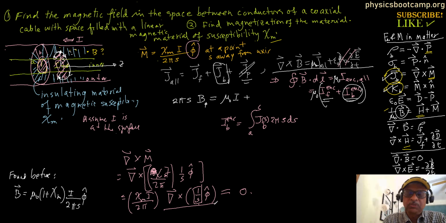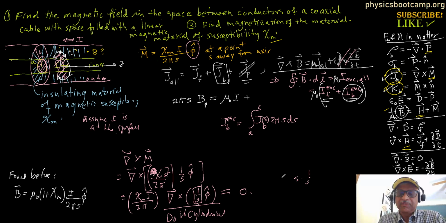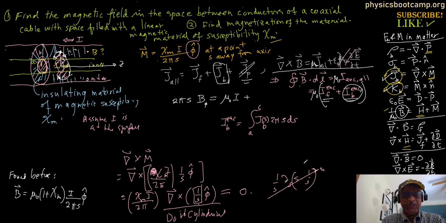So you do it in cylindrical coordinates. What you would get is the phi hat component will be S times 1 over S, d ds. It's going to work out like this, and so that goes to 0. Okay, I will not work that out. You should work it out yourself. It's going to be 0. So JB, this is going to give me 0.